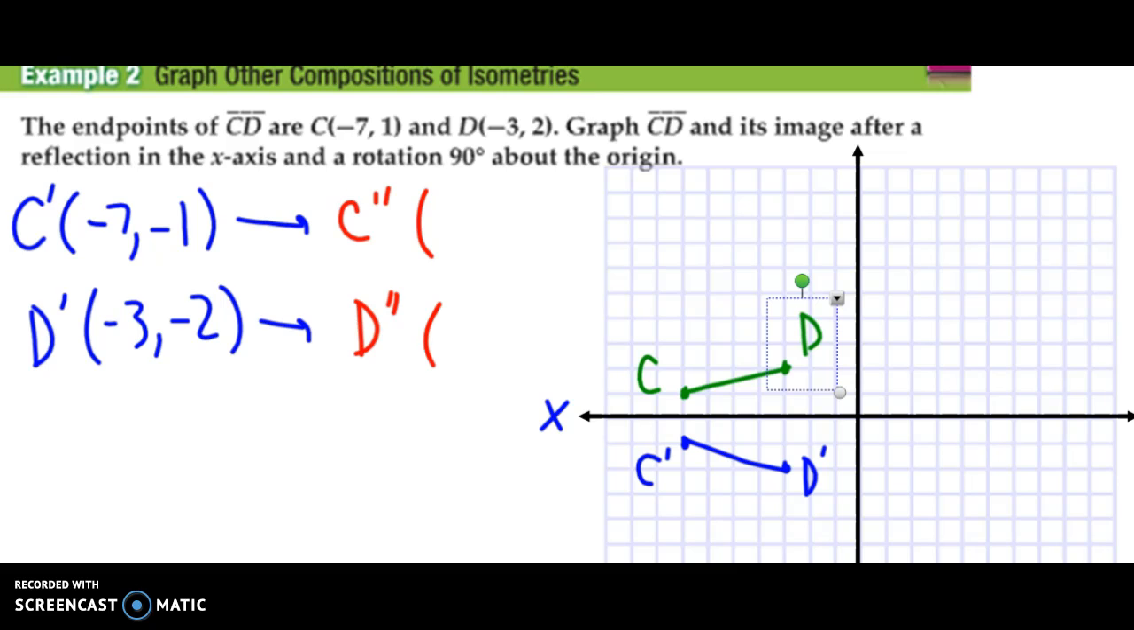Okay, so remember our rules for rotating 90 degrees. Remember, we were going to flip. So it was -1, -7. And then we changed the first one, which would have been our y. So now that's a +1. Over here we flip, -2, -3. And then we change the first one. So now we actually have +1, -7.